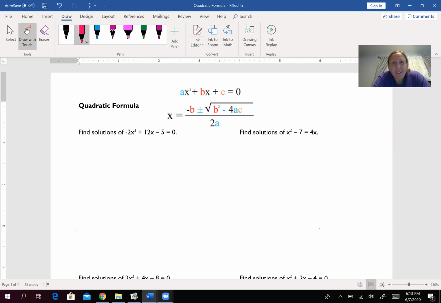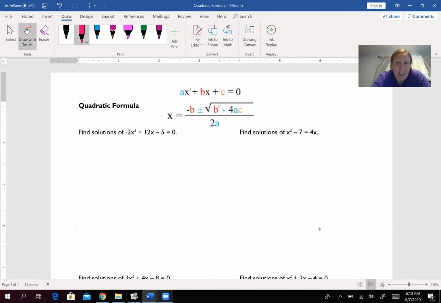So our quadratic equations have to be in the form ax squared plus bx plus c equals 0. If we don't have the 0 on the one side, we do need to move things around. But the a is the coefficient of the x squared, the b is the coefficient of the x, and the c is that constant. So the quadratic formula is x equals negative b plus or minus the square root of b squared minus 4ac all over 2a.